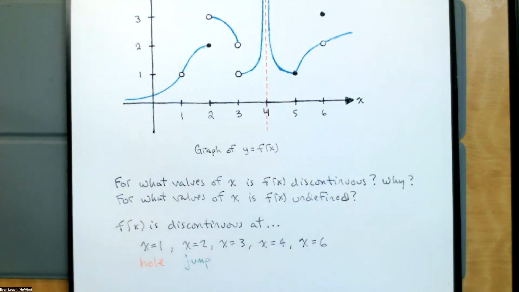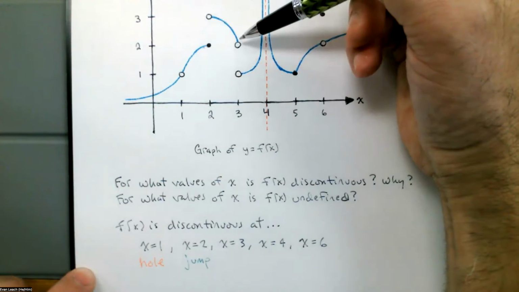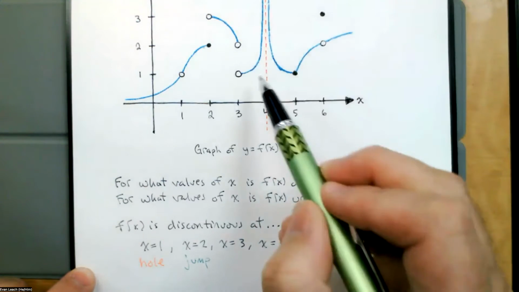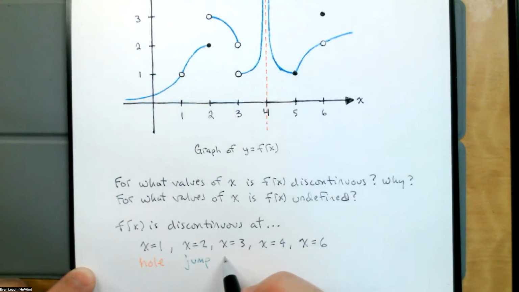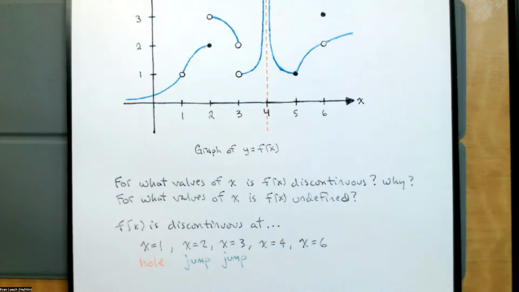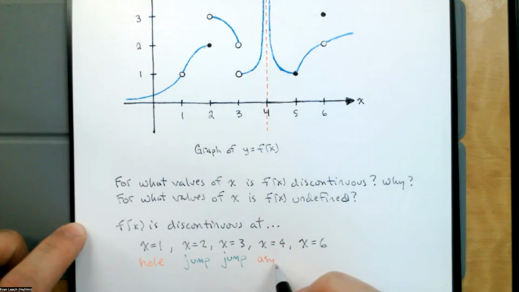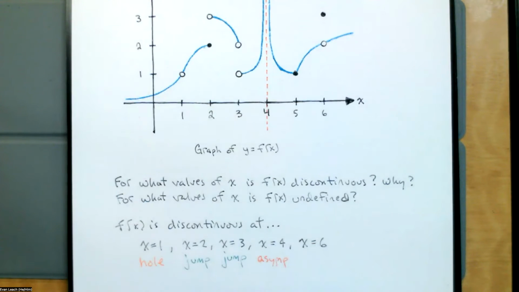What happens at 3? Another jump. The graph looks like it's headed towards 2, but then once we get to 3, the values of the function drop down to near 1 and then continue on. So there's another jump there. What about x equals 4? We have an asymptote. On the left side of 4, the function is heading off towards infinity. On the right side of 4, the function is dropping down from infinity. Awesome.